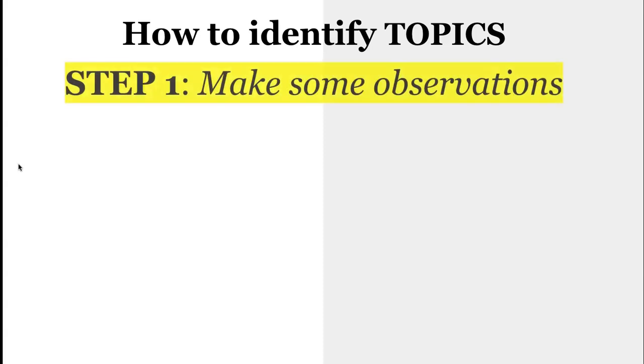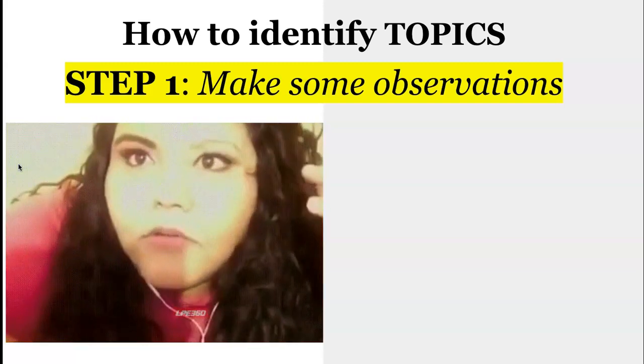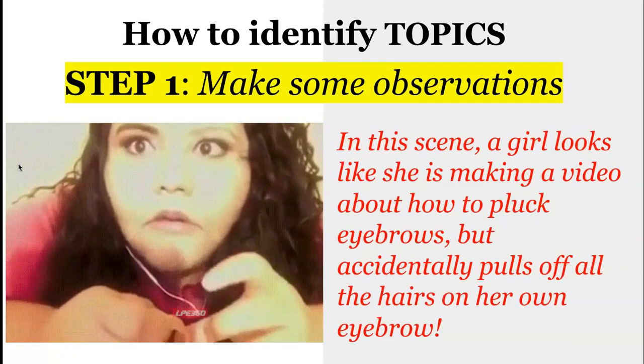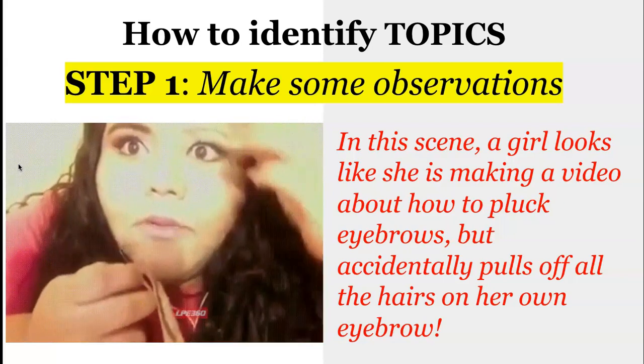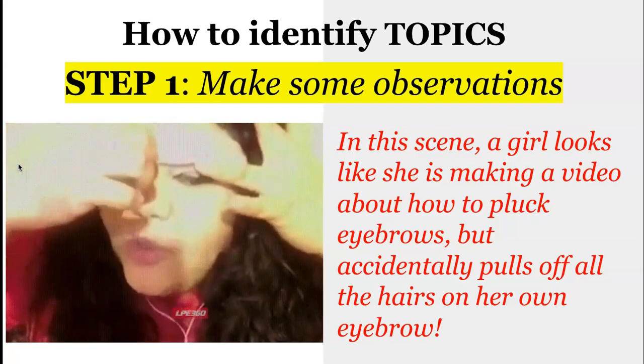Let's look at a couple of examples. So I have a GIF on the screen here, and as you can see there's a girl and she's done something a little bit silly. Okay, so how do we identify topics? There's two steps. Step one, make some observations. So what do we notice in this particular scene? I might say something like, in this scene, a girl looks like she is making a video about how to pluck eyebrows, but accidentally pulls off all the hairs on her own eyebrow.